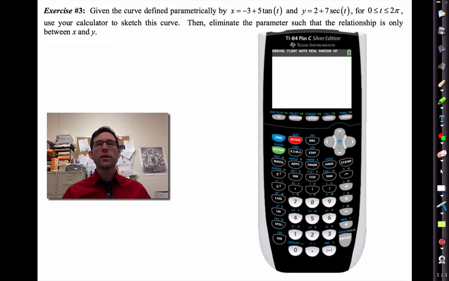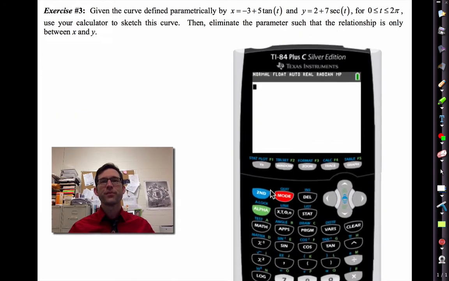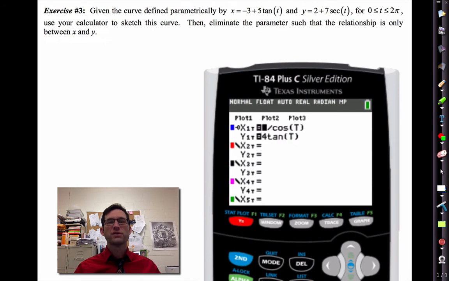All right, so anyway, let's do it. We've got the TI-84 up on the screen now. Let's go right back into y equals. Let's clear out the two equations from the last exercise. Clear, clear. All right, it's all good. Let's put in x: -3 plus 5 times the tangent of t. Enter. Y: 2 plus 7 divided by cosine of t. Enter.